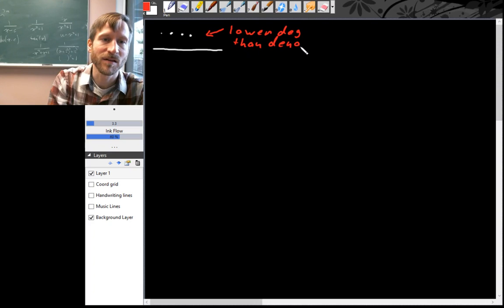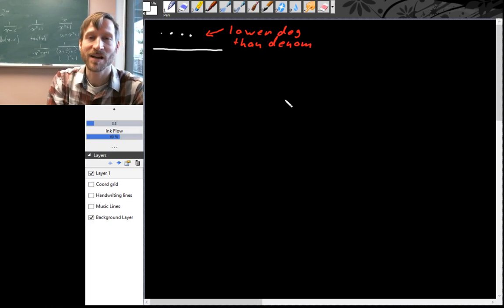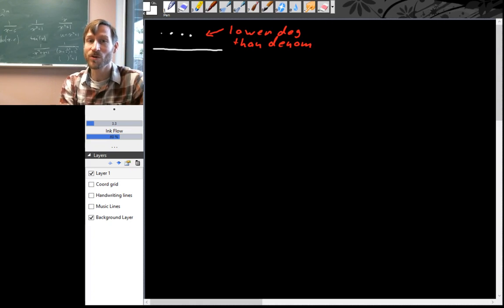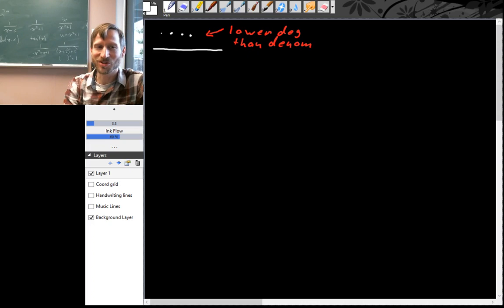If your numerator has a degree that's greater than or equal to the degree of the denominator, you have to do long division first. When you do long division, it will produce a polynomial part and a remainder part, and the remainder part will be a rational function whose numerator has lower degree than the denominator. So then you can do partial fractions on the remainder part.